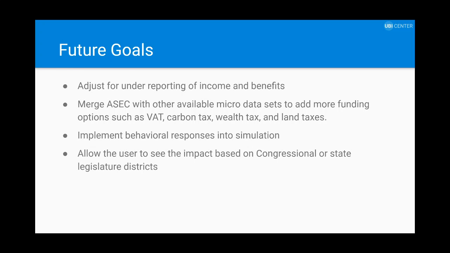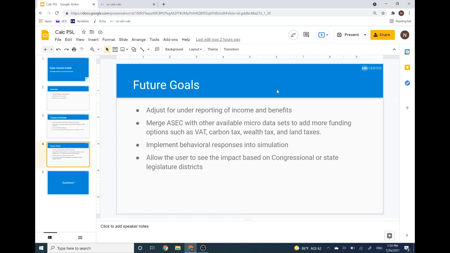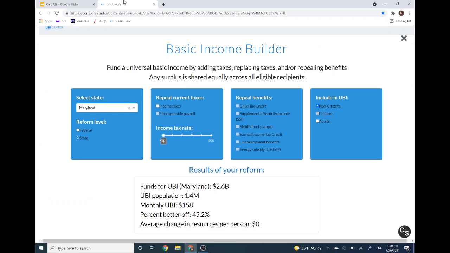And then we'd also like to let people zoom in even closer than the state level. How does this policy affect your congressional district? Or how does it affect your state legislator district? We have the capability to do that. We'd love to add it to the calculator and maybe add some more economic data as well, so you can really see the impact of these reforms. That is a brief overview of our basic income calculator.